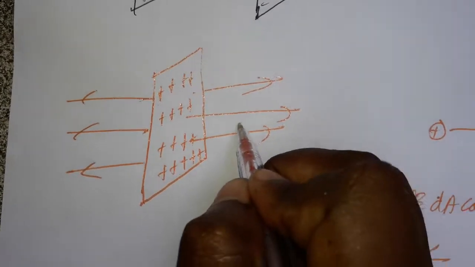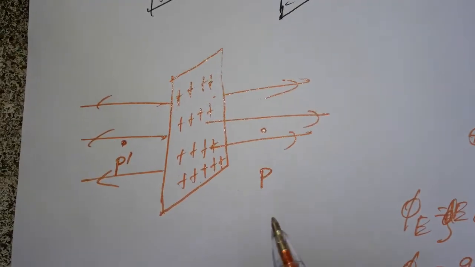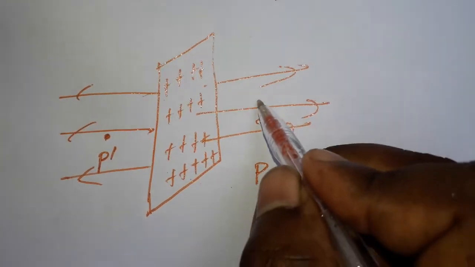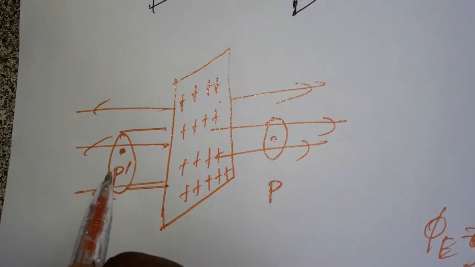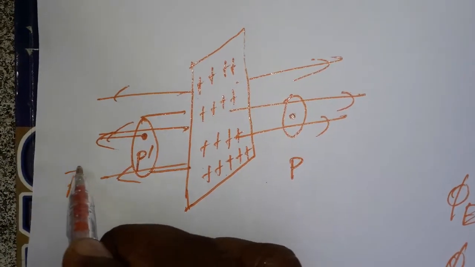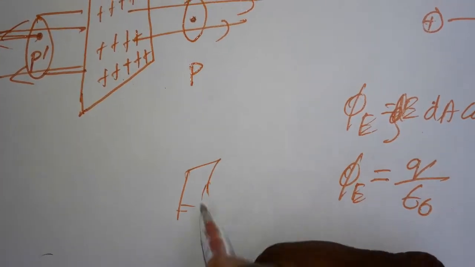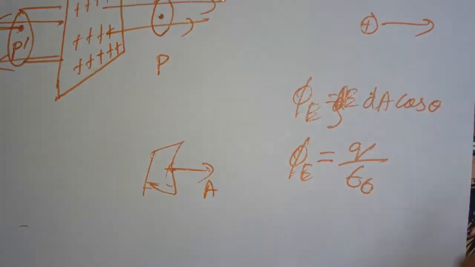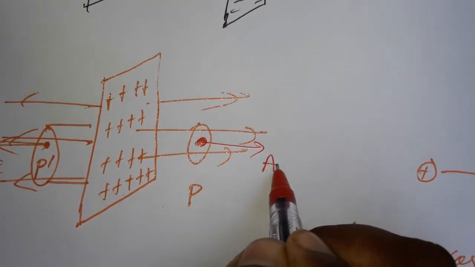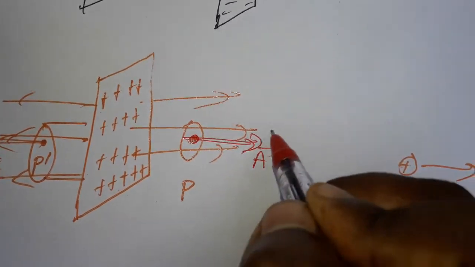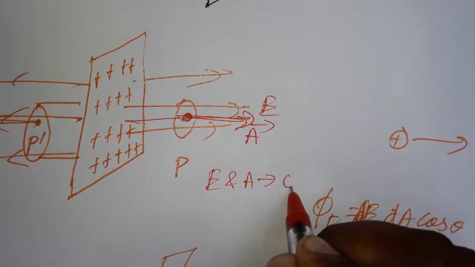I have taken two points, one point here, P, and another point here, P dash. This side I consider as one area, and this side as the other area. At this point the area vector will be outwards and the electric field will be outwards. What is the area vector? If you consider this a plane, the line perpendicular to the area always represents the area vector. So the area vector will be this side and the electric field will be this side, so the electric field and area vector angle will be 0 degrees.